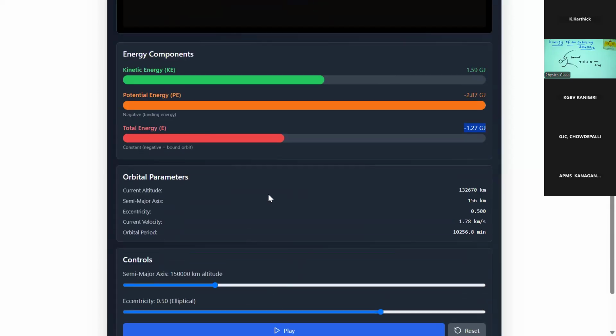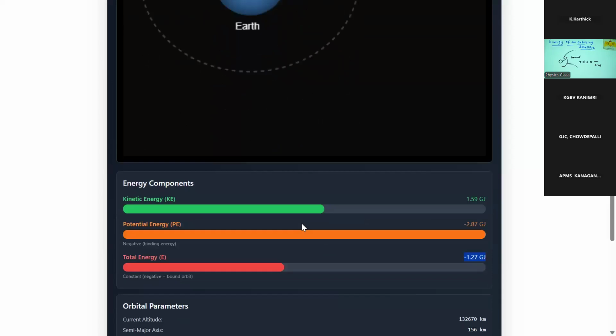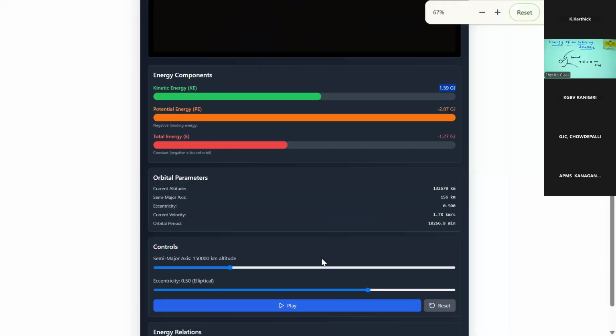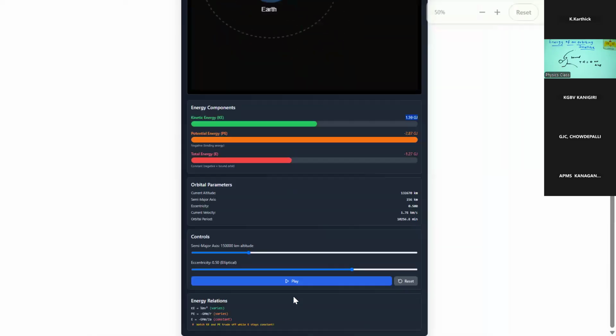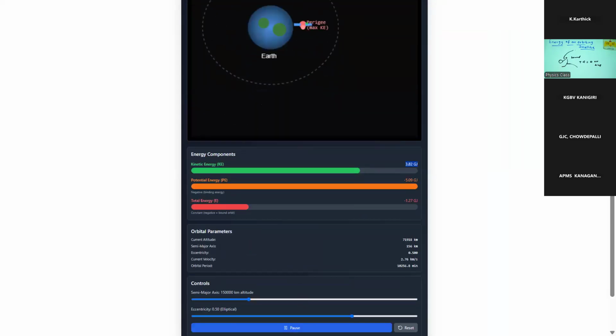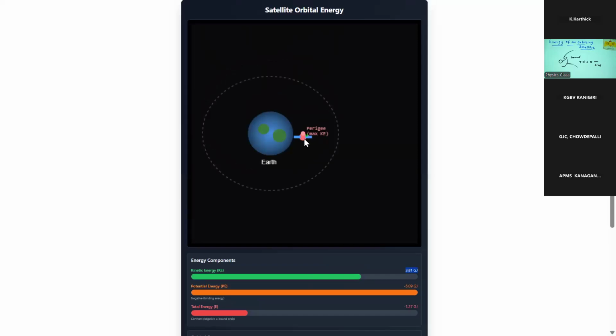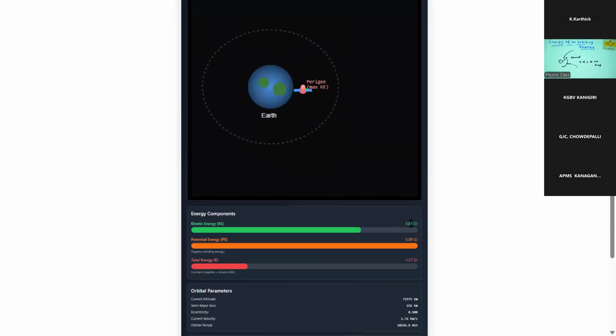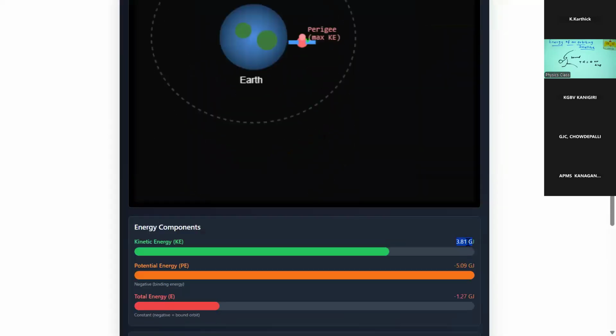Just look at that. The satellite is there. Kinetic energy 1.59 GJ. Once again, the satellite is approaching the perigee point. Now you can note down the kinetic energy value, 3.81 gigajoule. This is the maximum kinetic energy because velocity is maximum at this point.